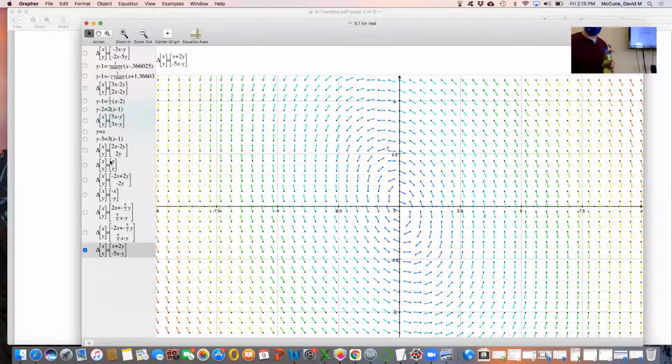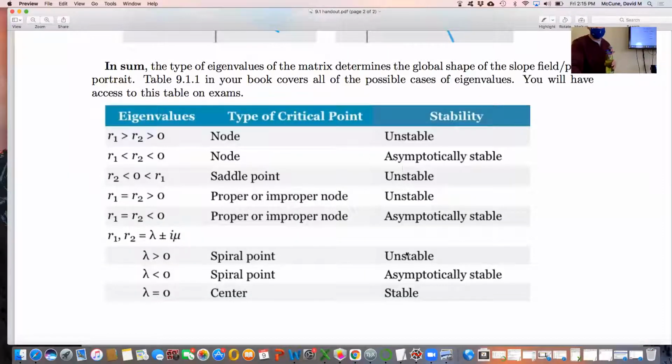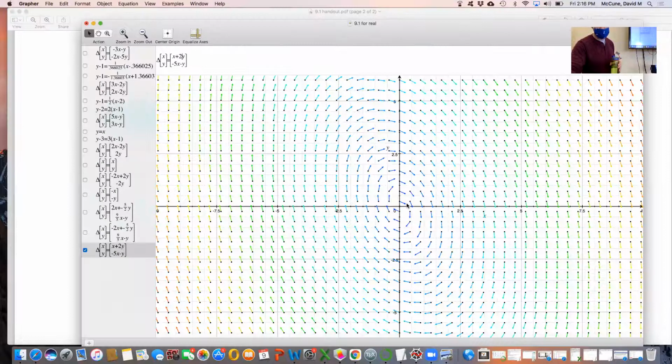So that's the difference between asymptotically stable and stable. Asymptotically stable means if I knock you off the origin, you go back to the origin. Stable means if I knock you off the origin, you don't go back to the origin, but you also don't squirt off to infinity. So it's like a halfway measure. You're sort of half stable. Anyway, these are the kinds of pictures you can get.